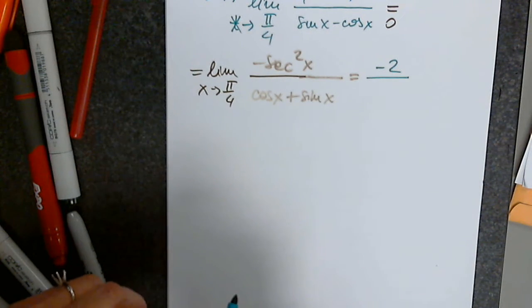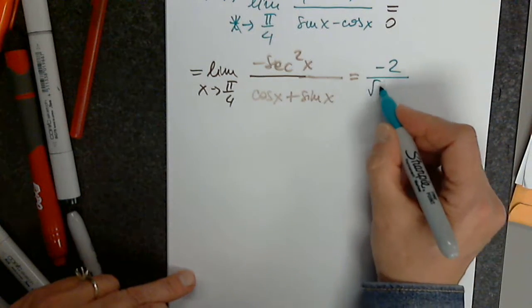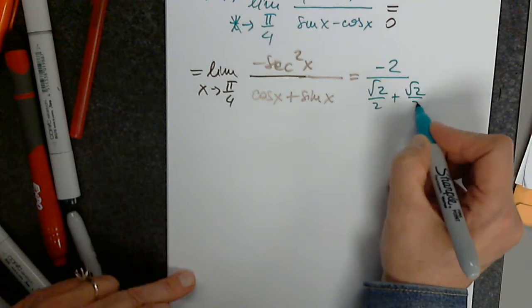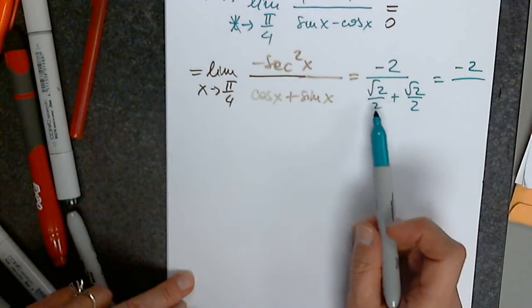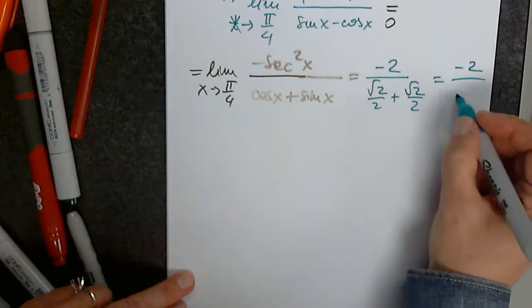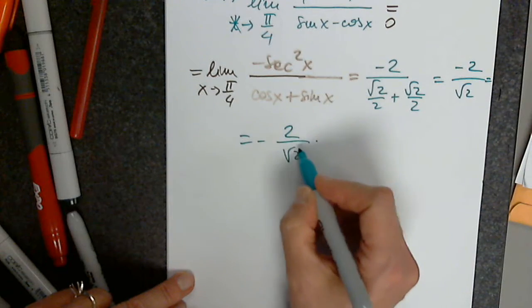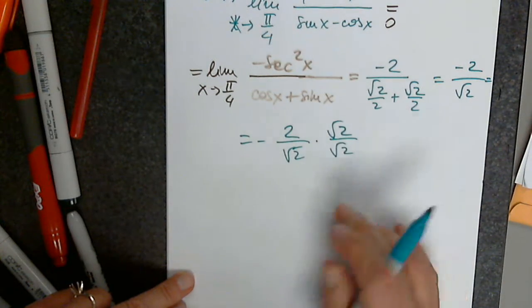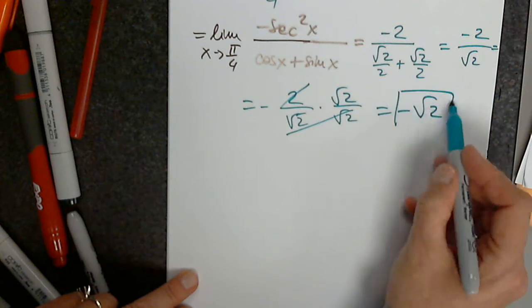It's the only angle for which sine and cosine are the same. What is the number? So the square root of 2 over 2 plus the square root of 2 over 2. The numerator is -2, and the denominator is the square root of 2 plus the square root of 2, which is 2 the square root of 2, and you simplify. So now I have -2 over the square root of 2, and I need to rationalize it. So it's negative the square root of 2.